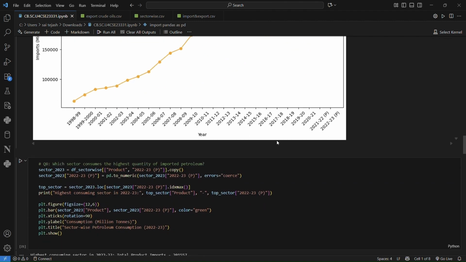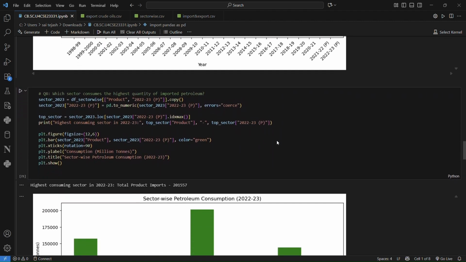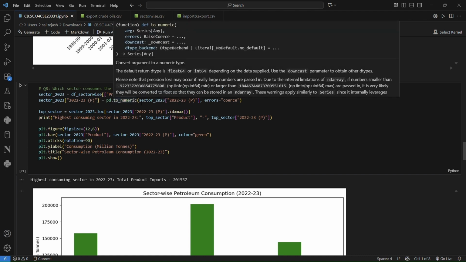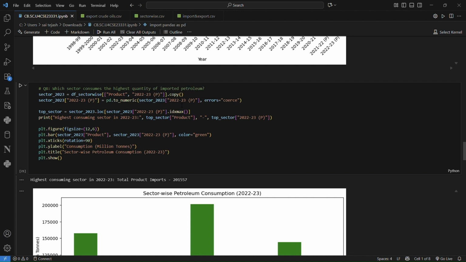And the next question is the 8th one. Which sector consumes the highest quantity of the imported petroleum? Here I extracted data from the 2022 to 2023 period and cleaned it, converting values to numeric so I could perform accurate calculations. I then focused on identifying the sector that consumes the most petroleum. After analyzing the data, I found that transportation is the top consumer, which aligns with the high fuel demand for vehicles.